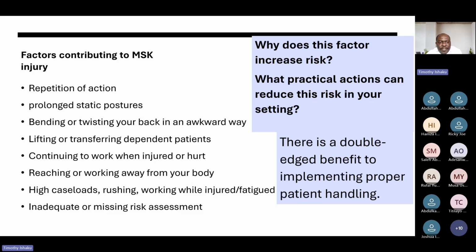The second bit is another example that I will bring before I hand over the mics to those on the platform, which is prolonged static posture. So the first question I will ask is, with prolonged static posture, why does it increase the risk of injury? A static posture will lead to a sustained load on a particular joint or muscles. It increases the discomfort and probably reduces the circulation.